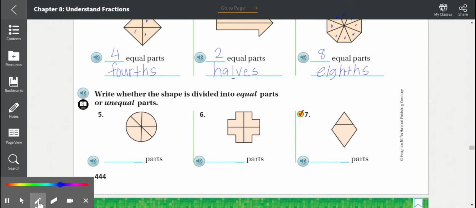Number 5, 6, and 7, we're writing equal or unequal. I want you to do 5, 6, and 7 on your own, and then check your work. So I'll give you 10 seconds.